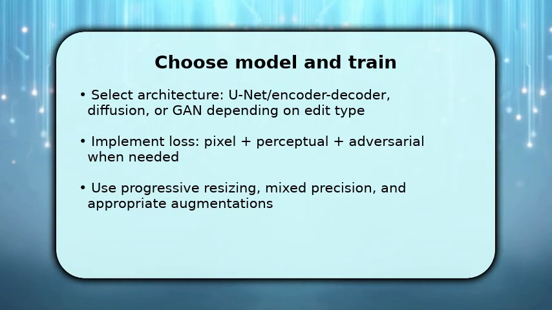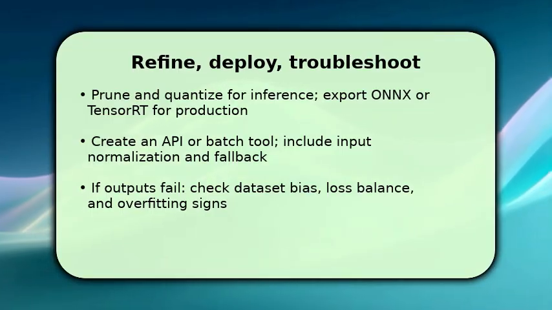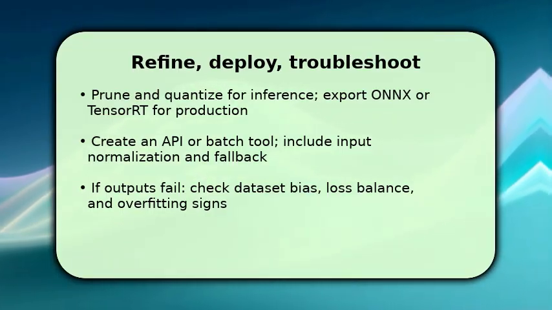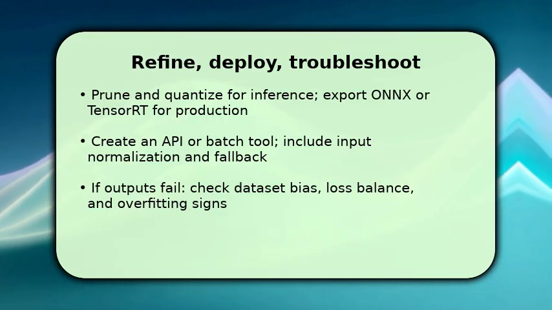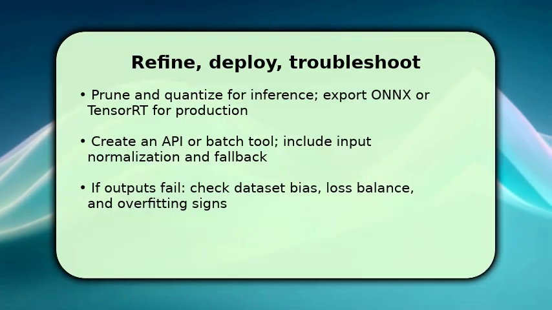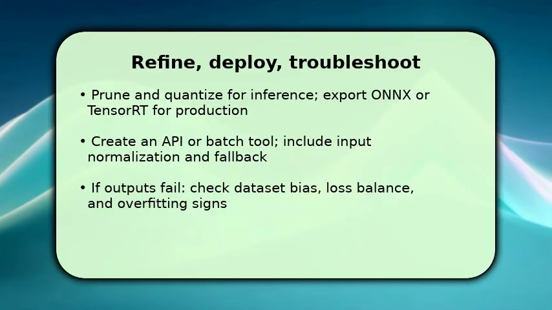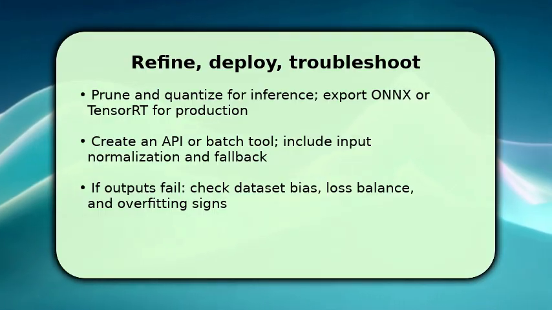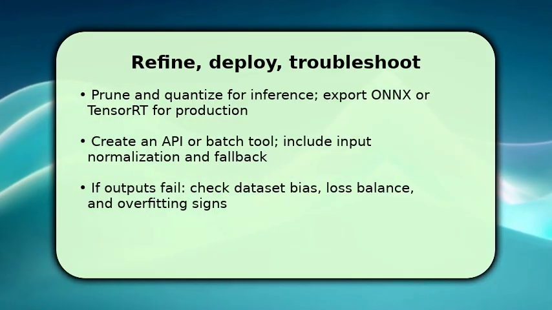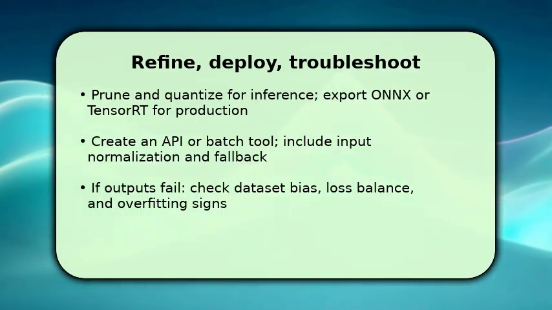You finalize by optimizing and deploying the model. Prune and quantize, then export to ONNX or TensorRT for efficient inference. Package an API or batch utility with strict input normalization and a fallback path for extreme inputs. Once live, iterate with user feedback and small fine-tuning cycles. If results degrade, immediately examine dataset bias, loss weighting, and overfitting. Retrain with more diverse samples or stronger regularization. This closes the loop and keeps the system robust.